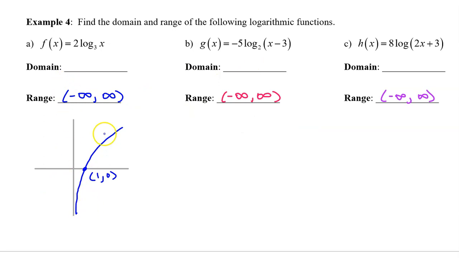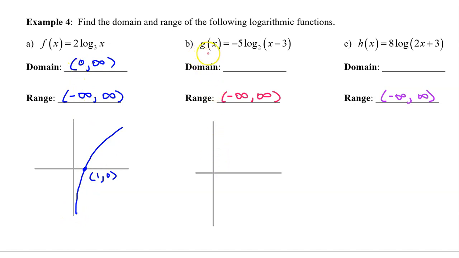Here's a basic sketch of f of x for part A. Notice that a vertical dilation does not change the domain, which will still be from 0 to infinity, from the vertical asymptote to infinity. Be sure to use a parenthesis at the 0 because the 0 is not to be included in the domain. Y equals 0 is the asymptote. The curve never reaches that asymptote. It never reaches 0.